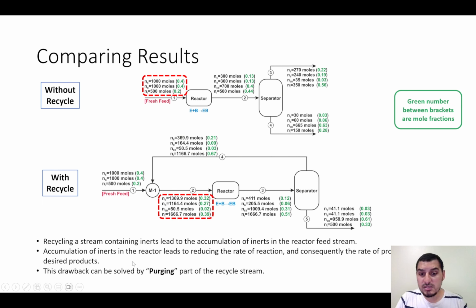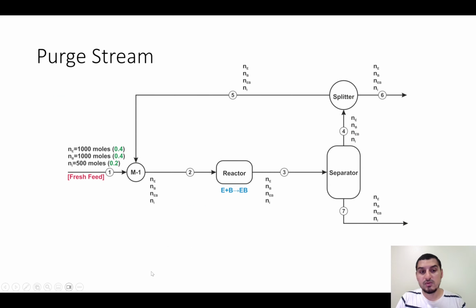This solution is what we call a purge stream. So the purge stream is that we don't recycle the whole stream. We will sacrifice part of the ethylene and benzene, and we will get rid of some of the unreacted or the inerts here. So the goal of this splitter is to find a place for reducing the concentration of the inerts in this loop.